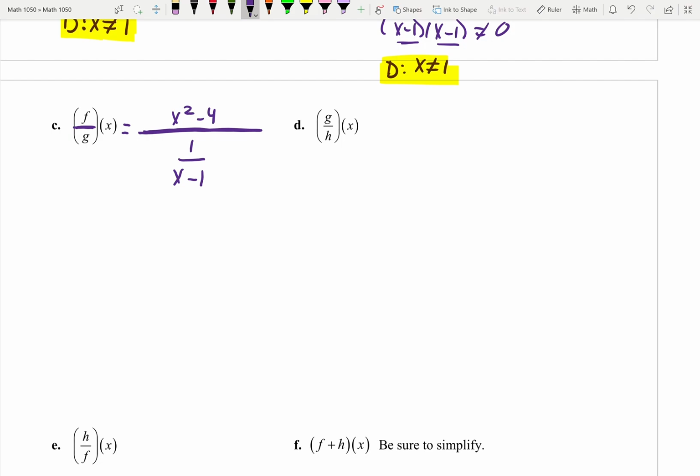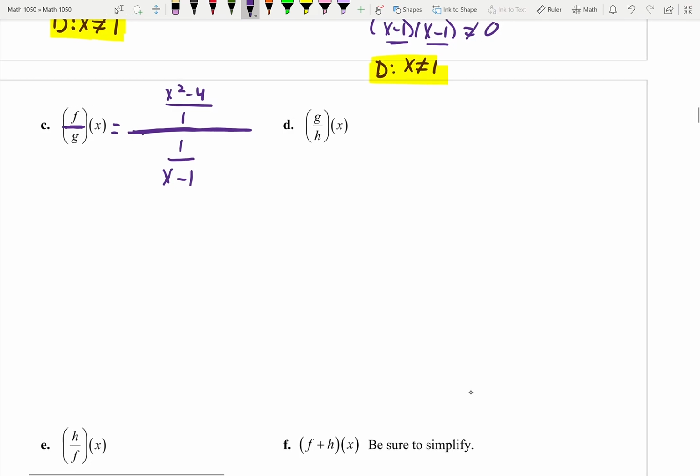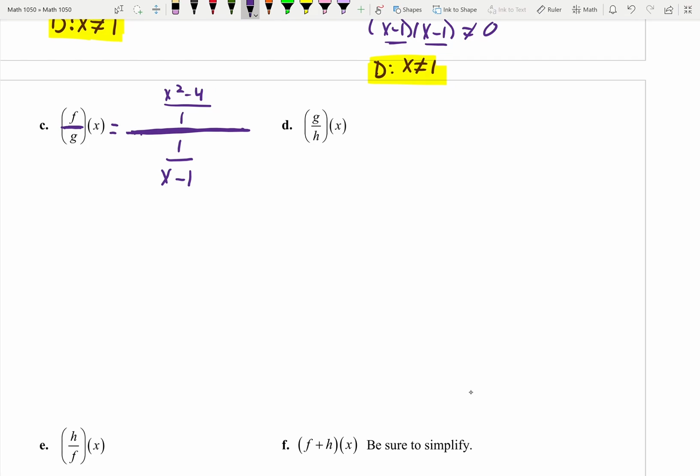It's not like the top has two separate fractions that you need to add together, nor does the bottom. X squared minus 4 is a fraction. It's just x squared minus 4 over 1. So if you wanted to, you could write it like that. You can see now that you really have a fraction over a fraction. So I'm going to take this division bar and turn it into a division symbol. So it would be x squared minus 4 over 1 divided by 1 over x minus 1.